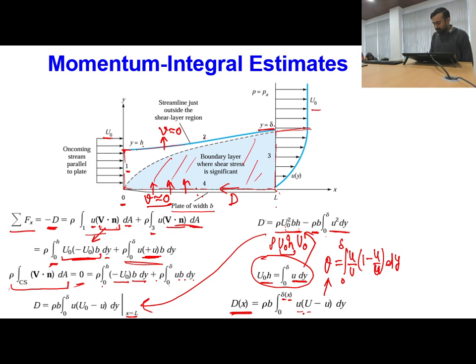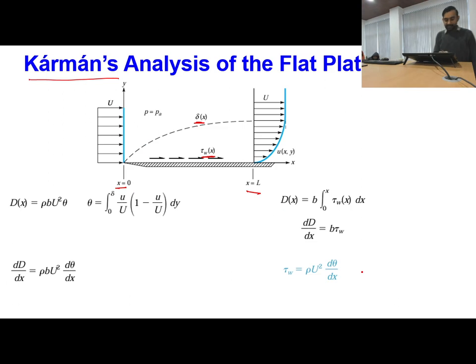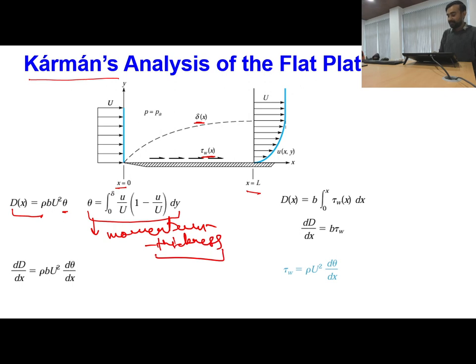So if I replace this second term with the momentum thickness, then I can write my drag force as nothing but rho b u square into theta, where theta is nothing but my momentum thickness. And what is momentum thickness and displacement thickness? I already introduced you, and I have given you the derivation over the board. Okay, is this point clear?